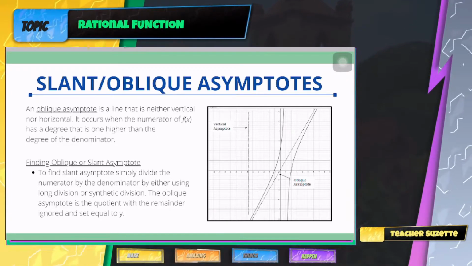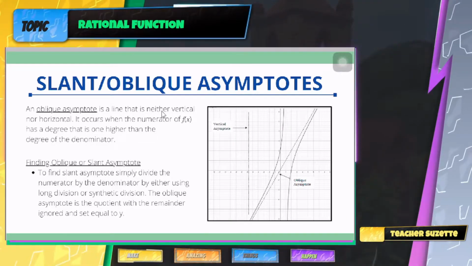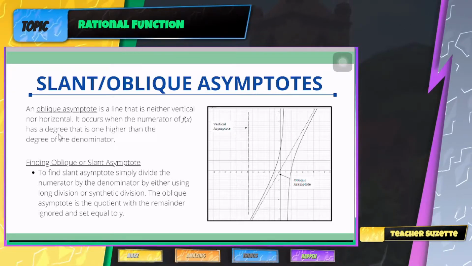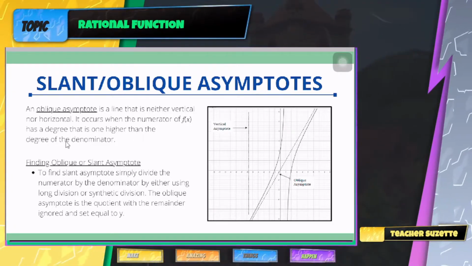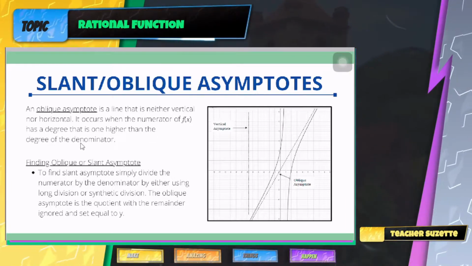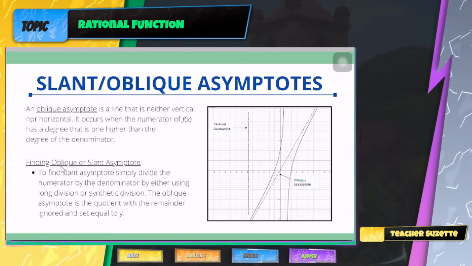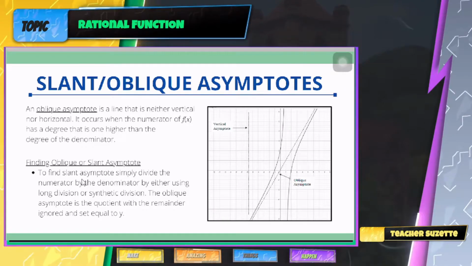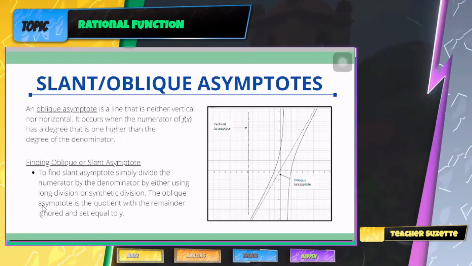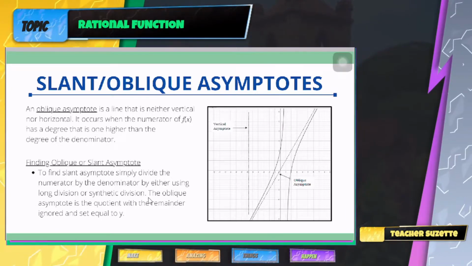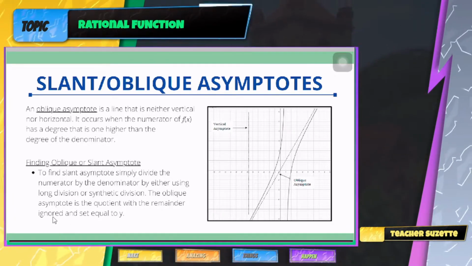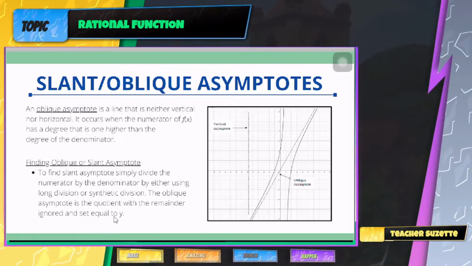So, an oblique asymptote is a line that is neither vertical nor horizontal. It occurs when the numerator f of x has a degree that is 1 higher than the degree of the denominator. So, obviously, this is just like our example in the last video. So, how do we find the oblique or slant asymptote? To find the slant asymptote, simply divide the numerator by the denominator using either long division or synthetic division. The oblique asymptote is the quotient with the remainder ignored and set equal to y.